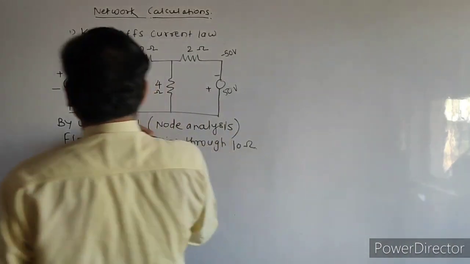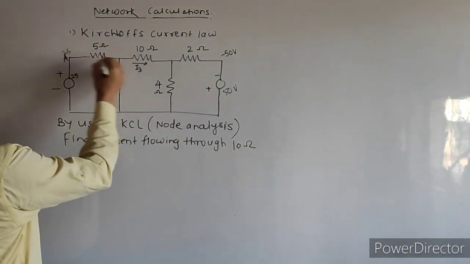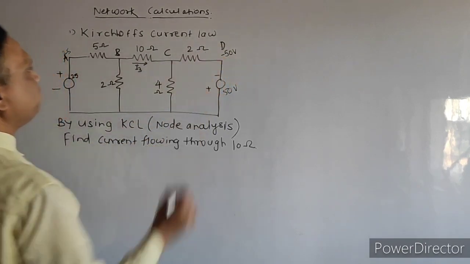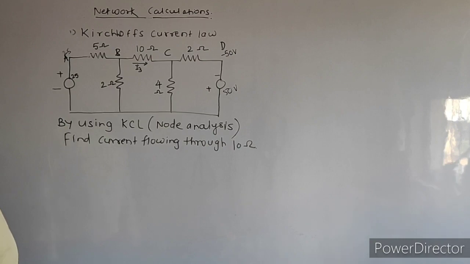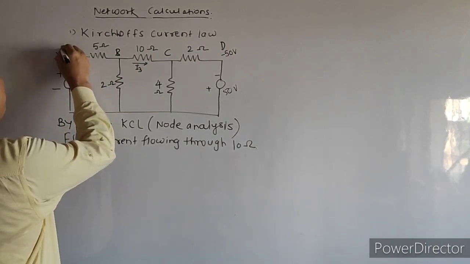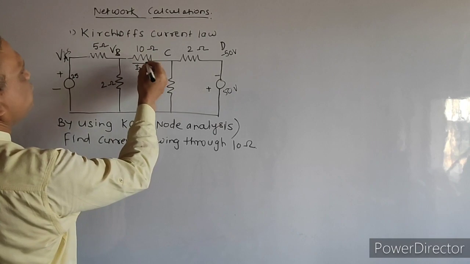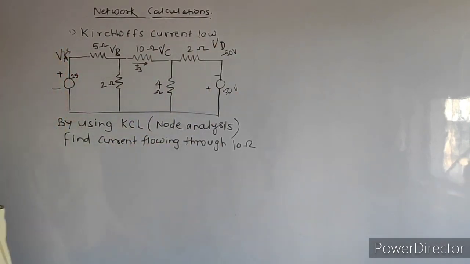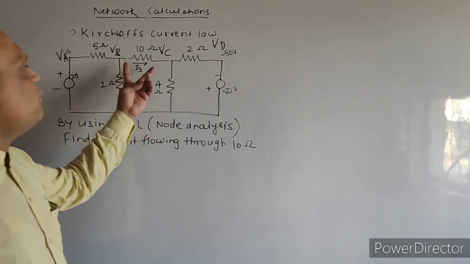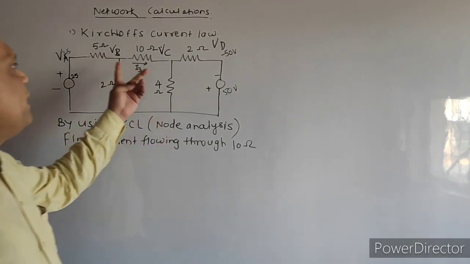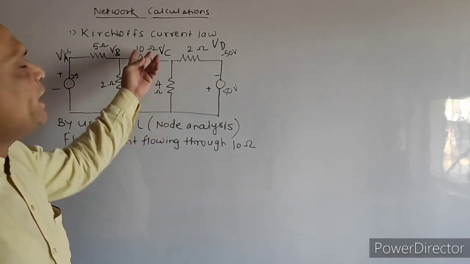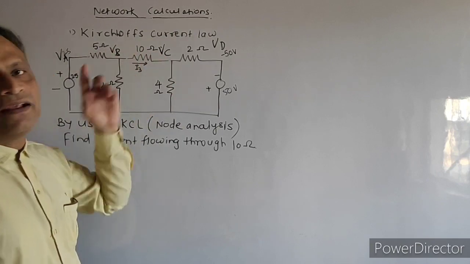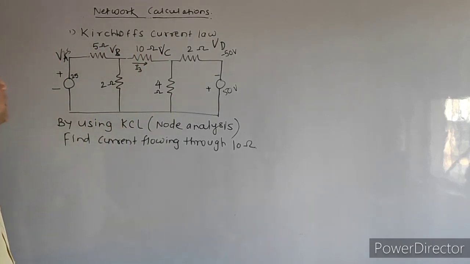Now let us mark the points A, B, C, and this is a D point. Now voltage across the point A is VA, voltage across the point B is VB, this is VC, and let us say this is VD. So to find the current which is flowing through the 10 ohm resistor, we have to calculate the potential difference between B and C. So how to calculate that, we'll see.